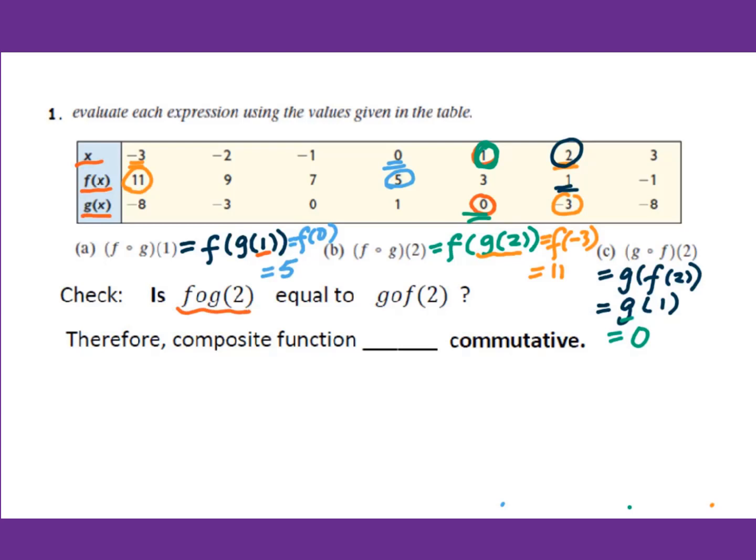Check: is f of g of 2 equal to g of f of 2? Definitely, they are not equal to each other. Therefore, composite function is not commutative. You cannot switch f and g to get the same answer.